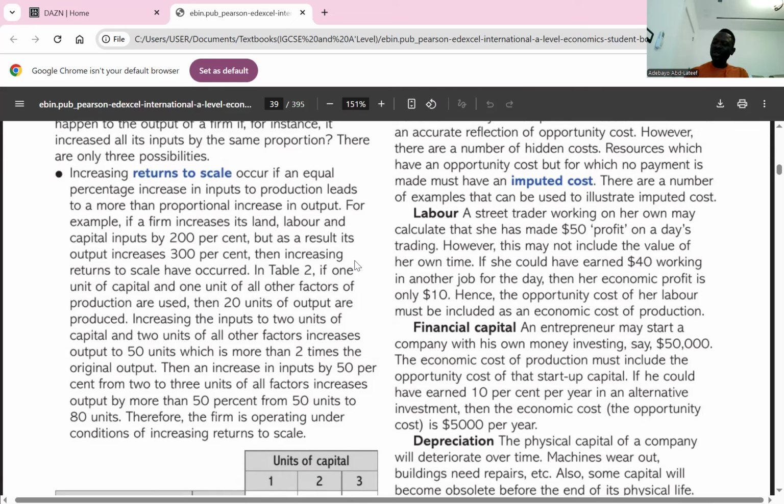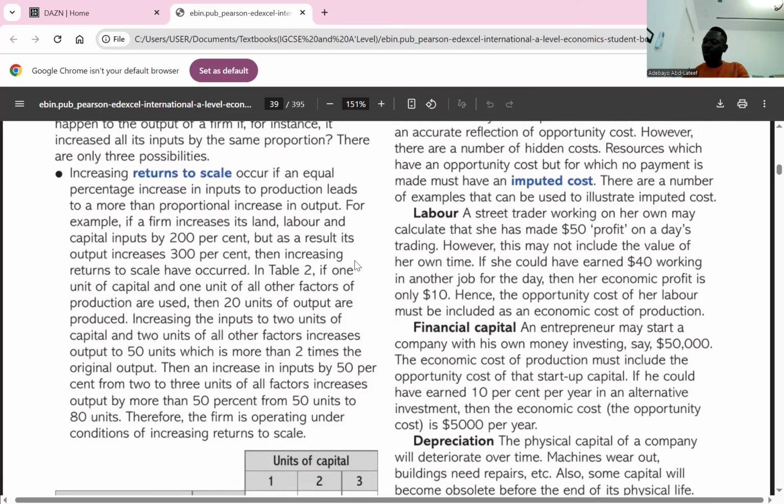Then we have the constant returns to scale. This occurs if an equal percentage increase in inputs to production brings about the same percentage increase in output. So a firm increases its input by 100%, and the output also increases by 100%. That is a constant returns to scale. For increasing returns to scale, it simply means our output increases more than proportional to the input increase. For a constant returns to scale, it means the input increases at the same rate as the output.